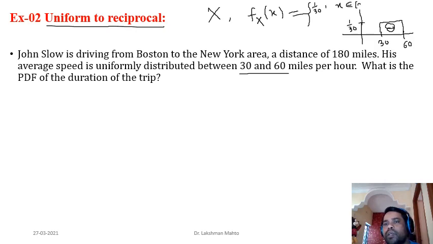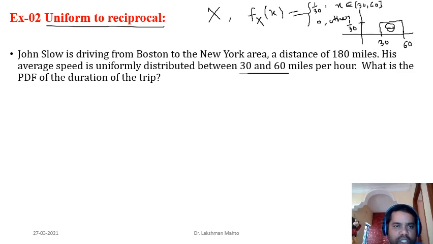And outside here density is 0. Outside we don't have to bother about. So this is the uniform density, it is given here, and it is 0 otherwise. Okay, this is the story of a given uniform distribution. Now we have to introduce a reciprocal, that means 1 by x, as a function of x. So we have to find the density of that.